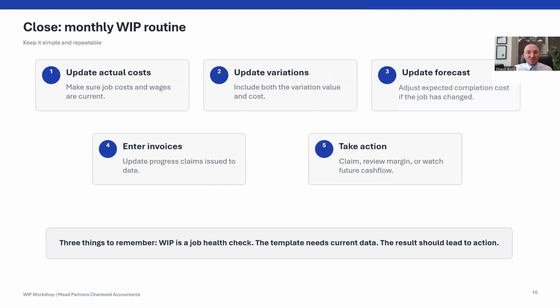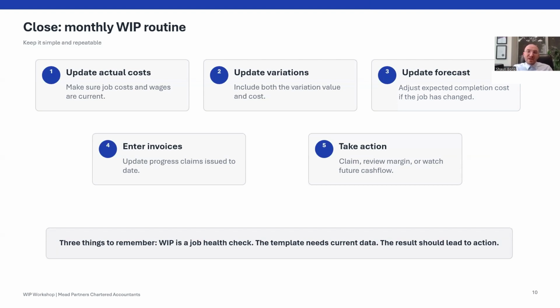The three things to remember with WIP is a job health check. Our WIP template needs to be current and have accurate data in it. And the results should lead to an action.